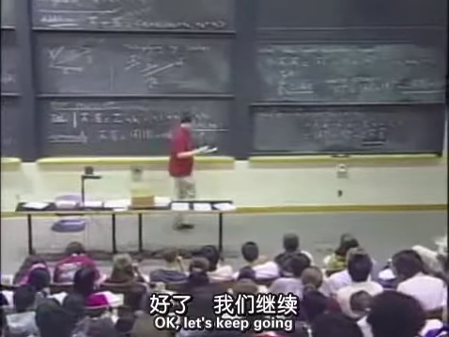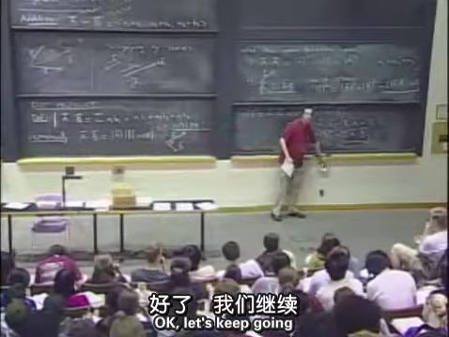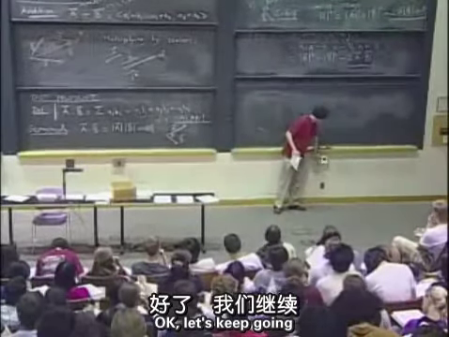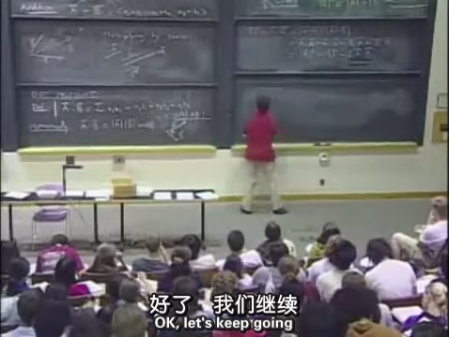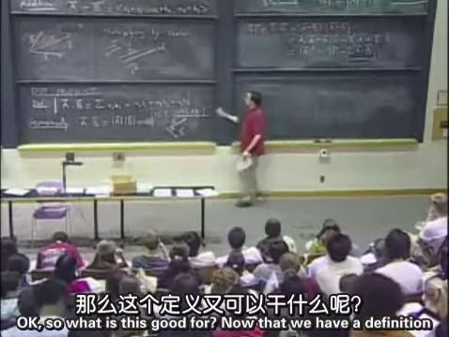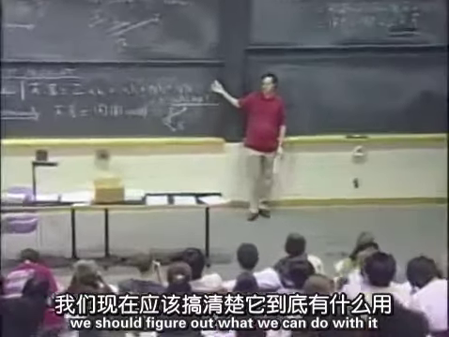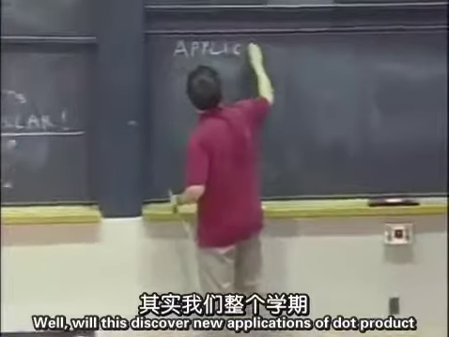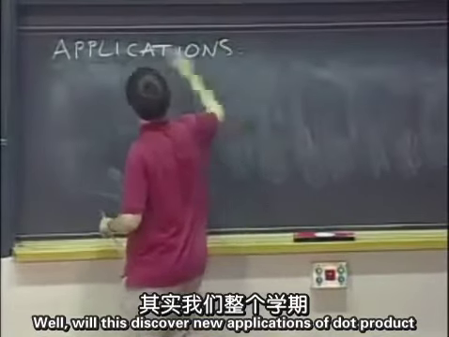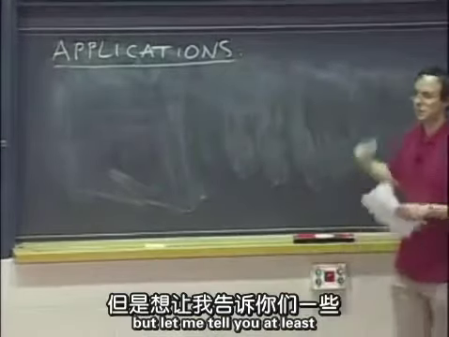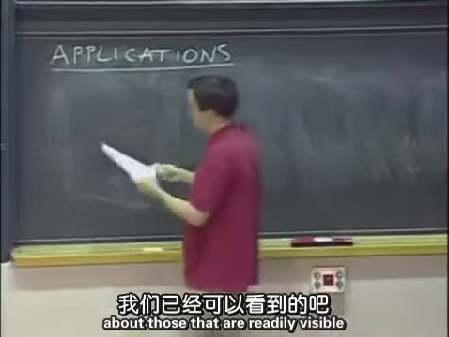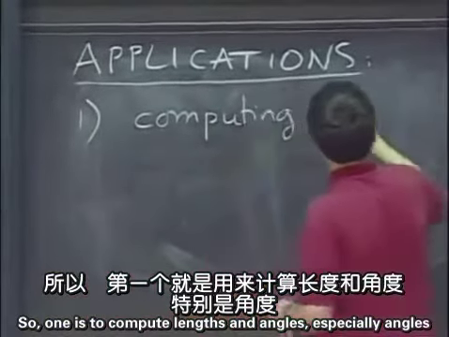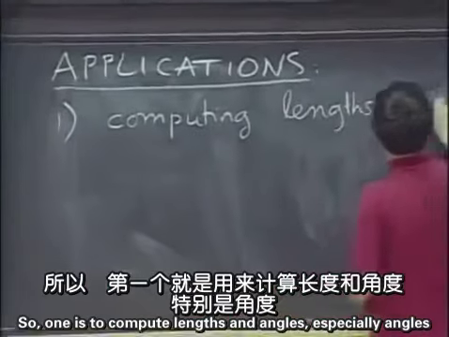Okay, let's keep going. So what is this good for? Now that we have a definition, we should figure out what we can do with it. So what are the applications of dot products? Well, we'll discover new applications of dot products throughout the entire semester, but let me tell you at least about those that are readily visible. So one is to compute length and angles, especially angles.